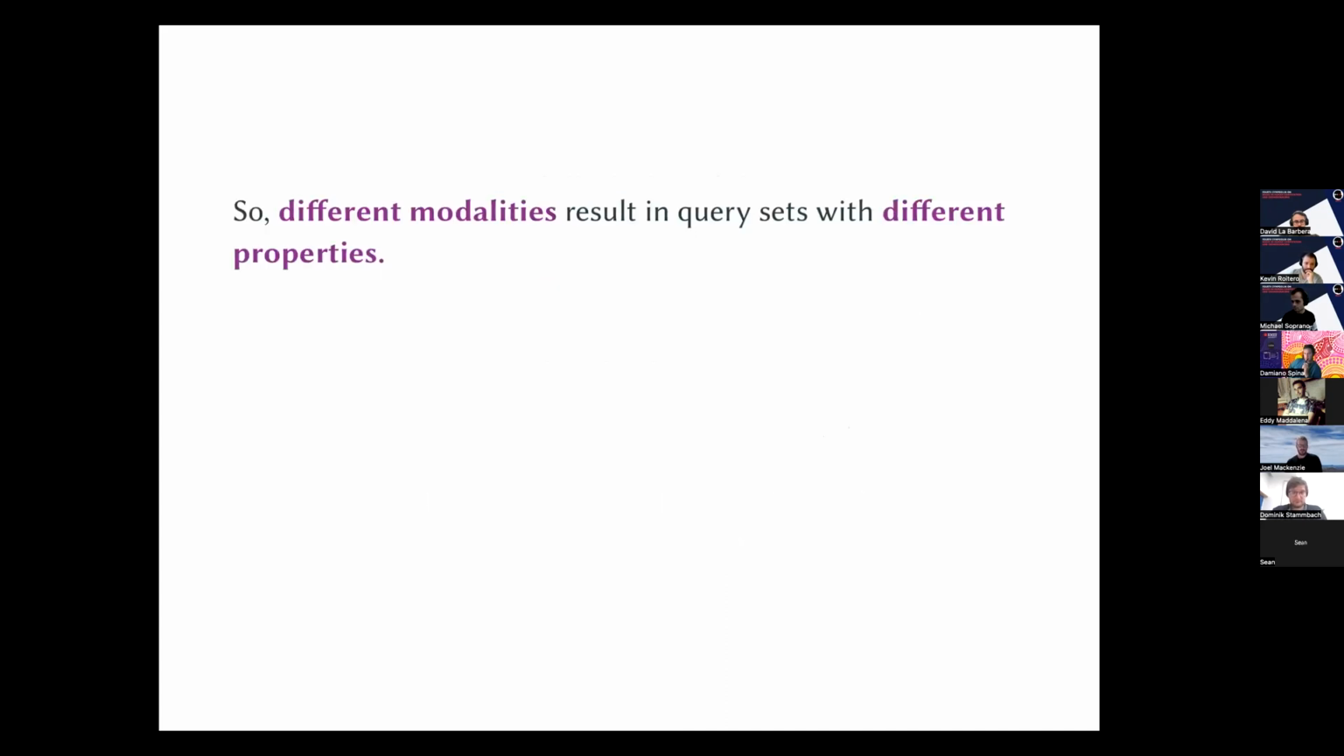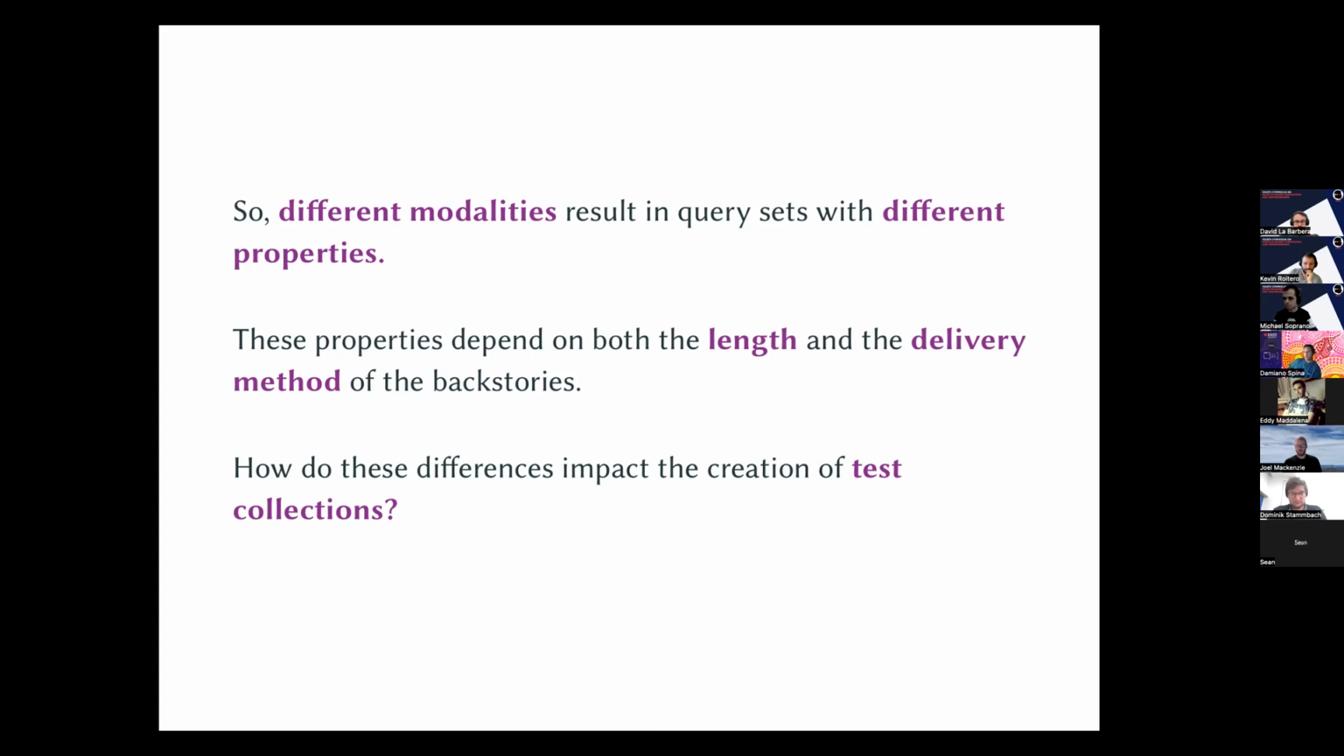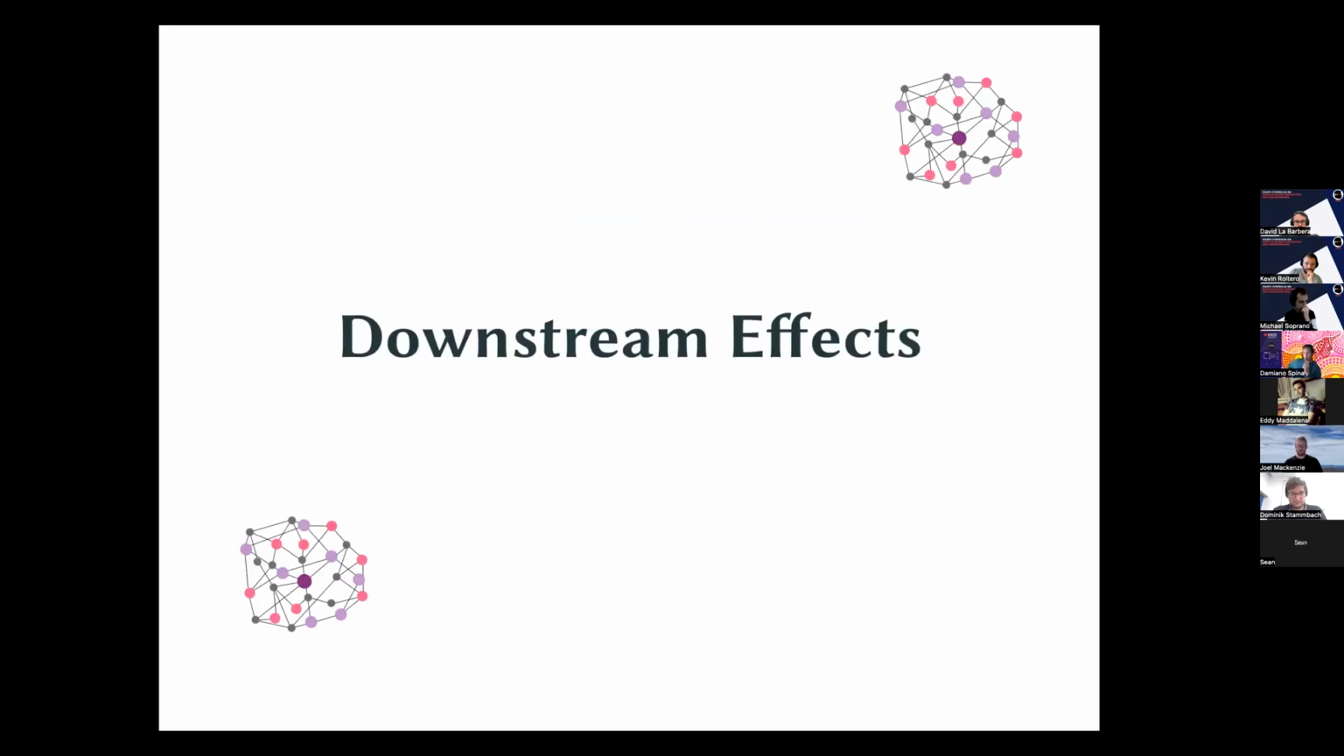So what we learned here was that different modalities definitely do result in query sets with different properties. And the properties depended on both the length and the delivery method of the backstory. So the next thing we did is we thought, well, how would this impact a real test collection campaign, right? If we took these queries back, and gave them to research groups who wanted to develop runs, how would it affect the creation of the test collection?